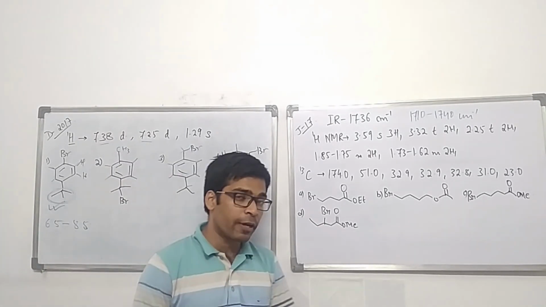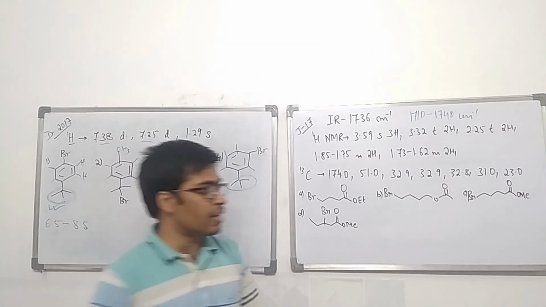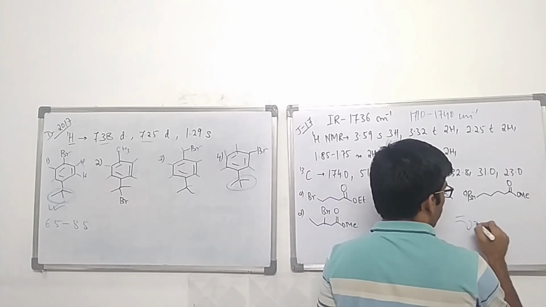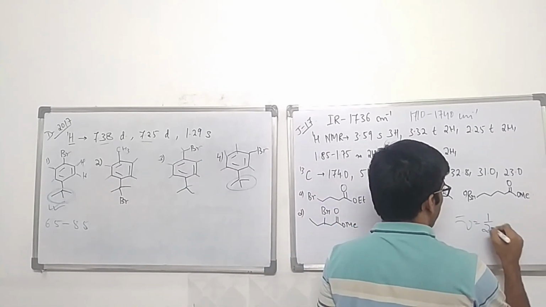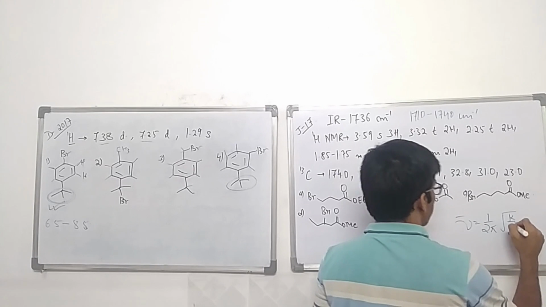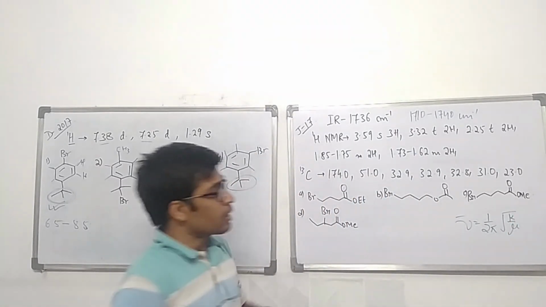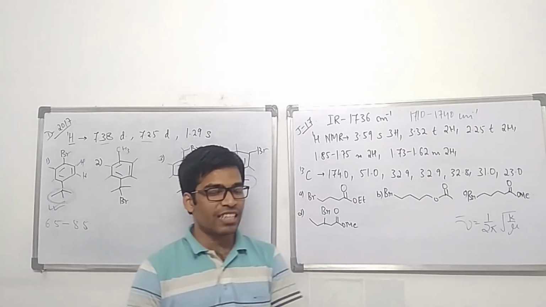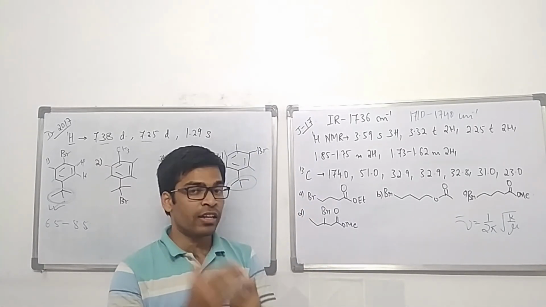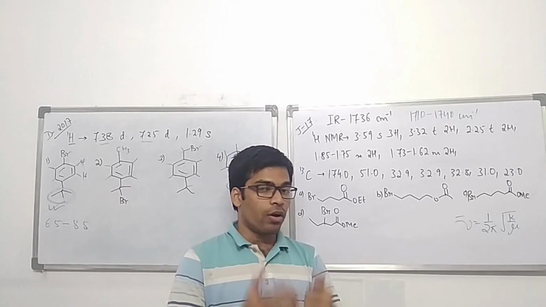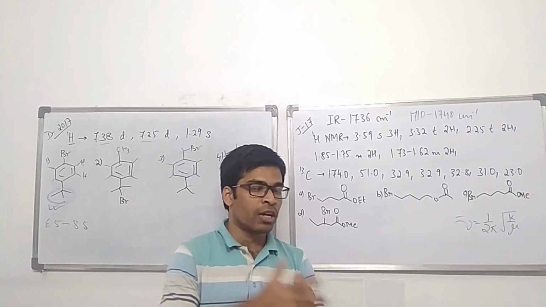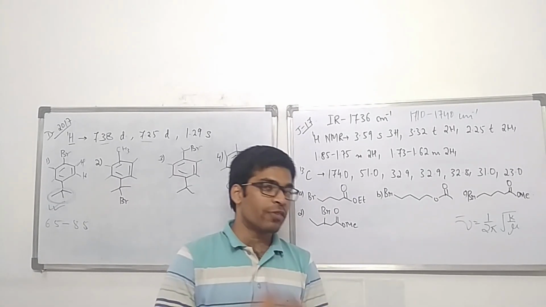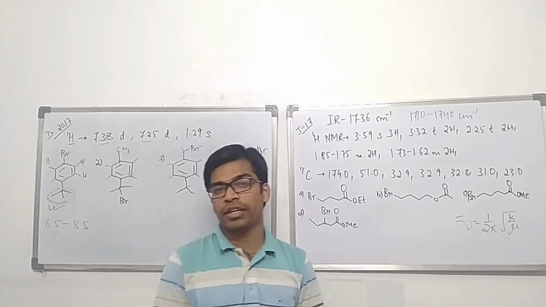Why will that happen? Now the stretching frequency has the formula nu equals 1 by 2 pi under root k by mu. That means stretching frequency is directly proportional to force constant. The force constant is the strength of the force. Now if it happens that the bond is becoming weak, the carbonyl bond is becoming weak, the stretching frequency will decrease. In what case can it happen?